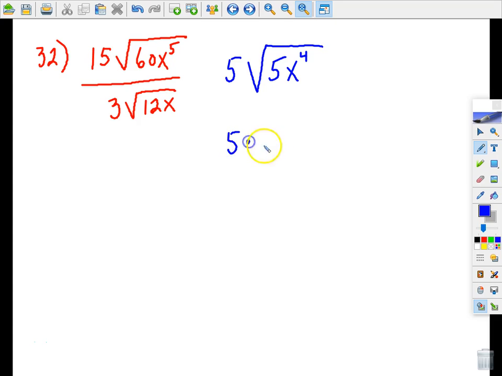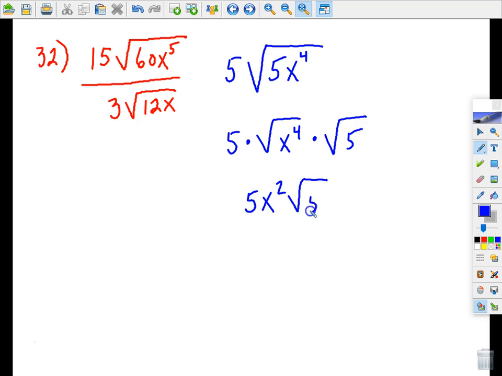And again, using radical factors, I would say the square root of x to the 4th, which is perfect, times the square root of 5. So my final answer looked like it was going to be a lot of work, but as it turns out, it's not too bad at all if you know how to approach the problem. So your answer for 32 should be 5x squared times the square root of 5.